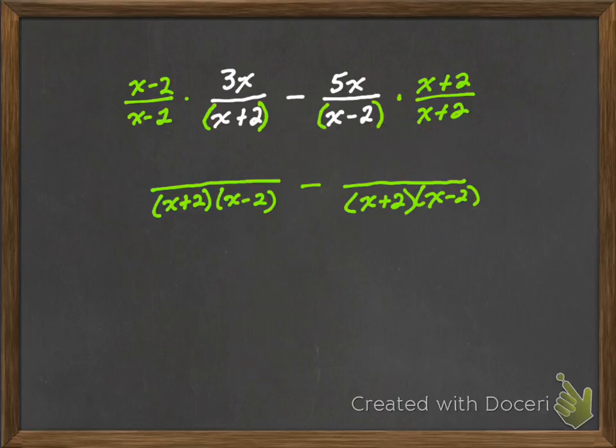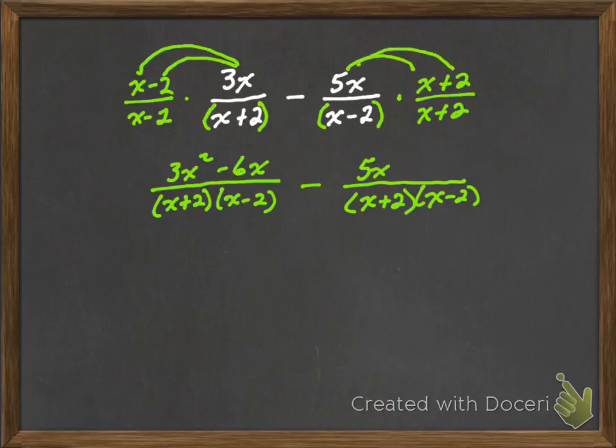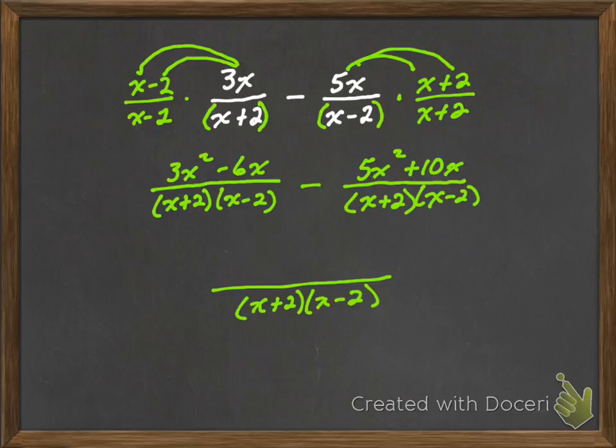Okay. So up here we're going to have to distribute. Multiplying 3x times both of these terms will give us 3x squared minus 6x. And then distributing here will give us 5x squared plus 10x. We can now add our fractions together, and our denominator is x plus 2, x minus 2.